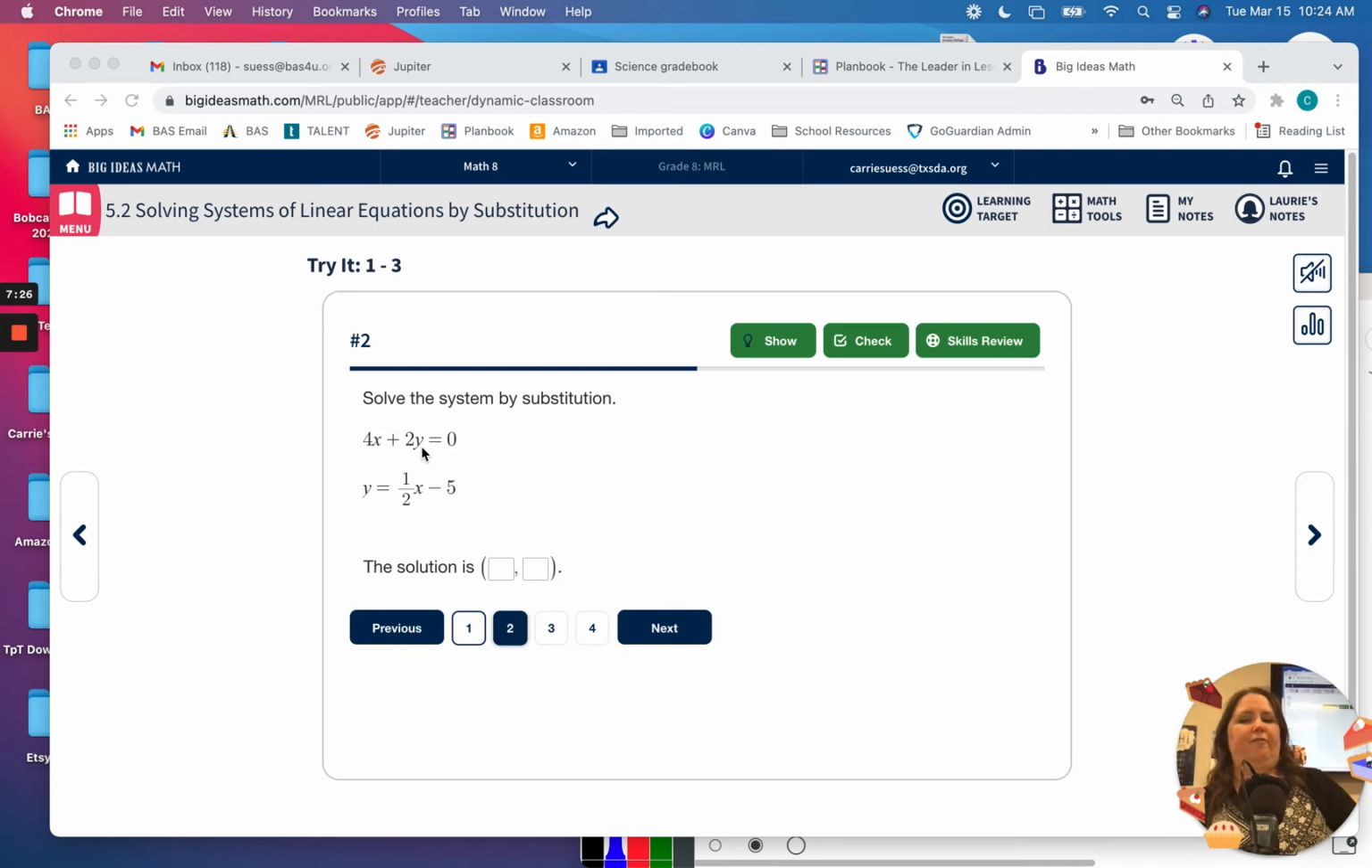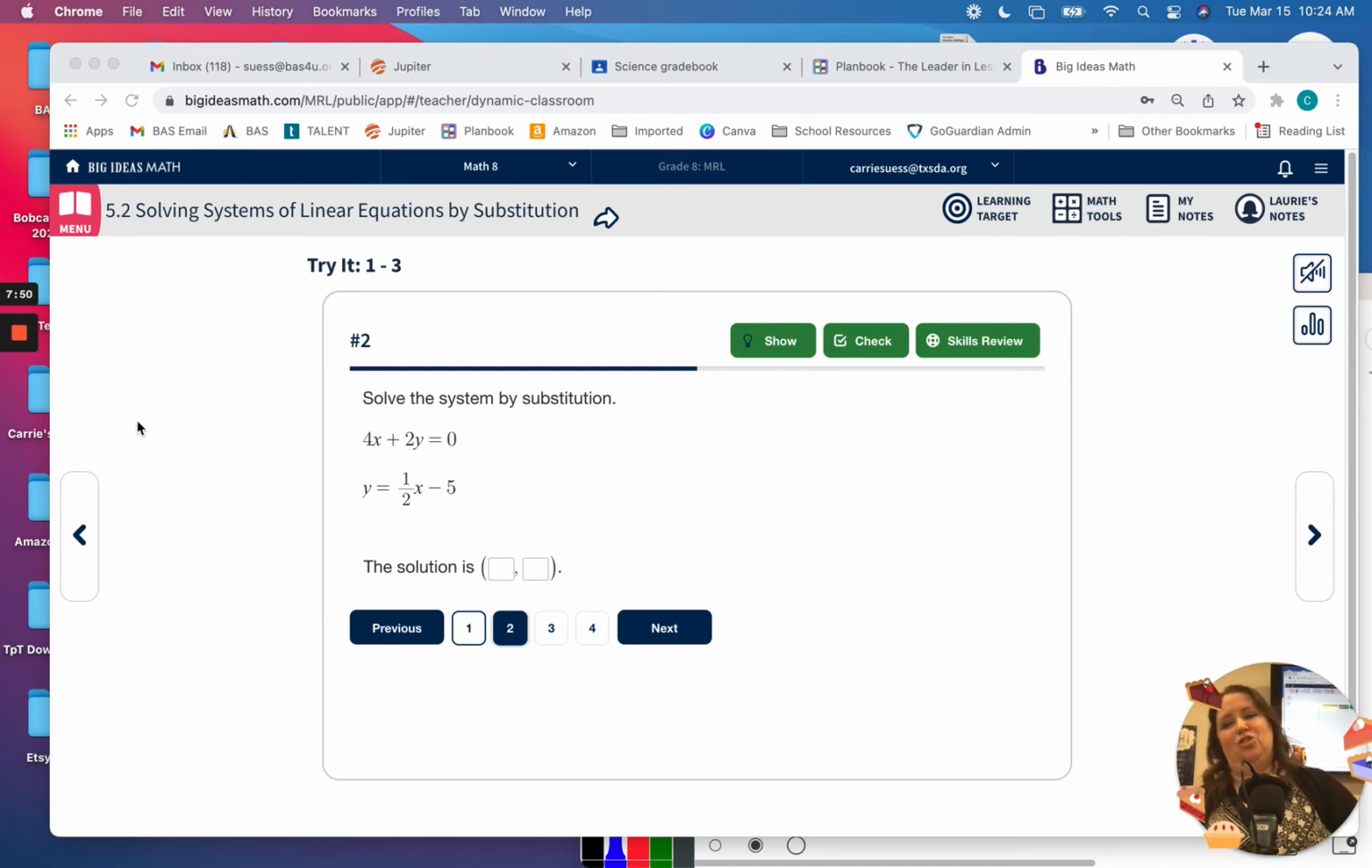4 times a half is what? You can do that in your head. 2. And then, no, I'm sorry, 2 times a half is what? 1. And then 2 times negative 5 is what? Negative 10. What's half of 5? 2.5. So you can do it without a calculator.